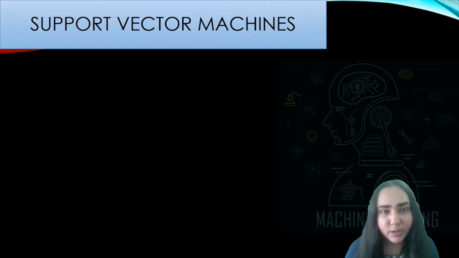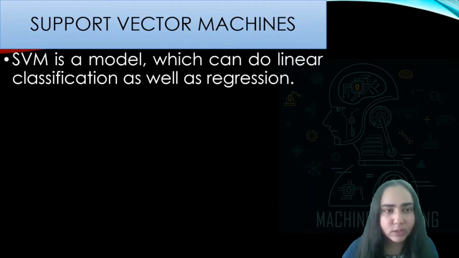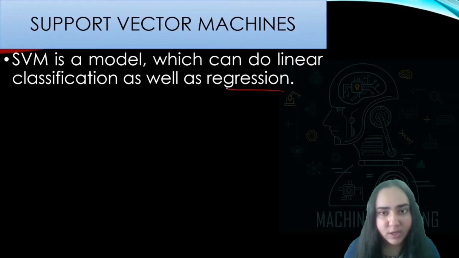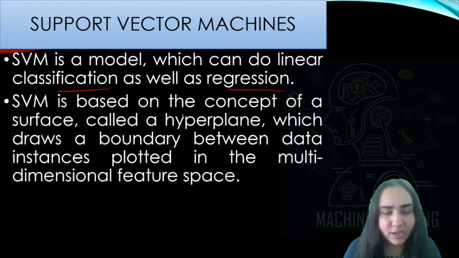Now let's talk about support vector machines. SVM is a model which can do linear classification as well as regression. So just like random forests, SVM can also perform classification and regression. It is based on the concept of a surface, and that surface is called a hyperplane, which draws a boundary between data instances plotted in the multidimensional feature space.